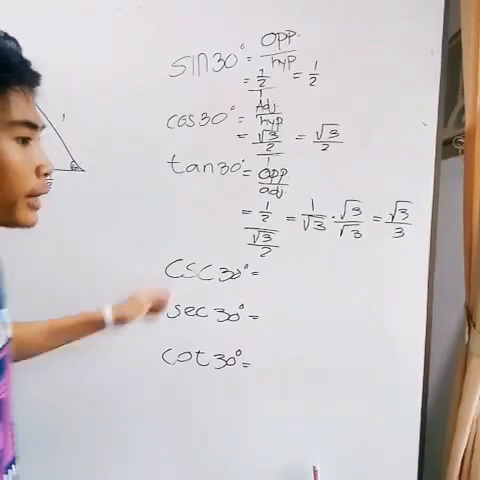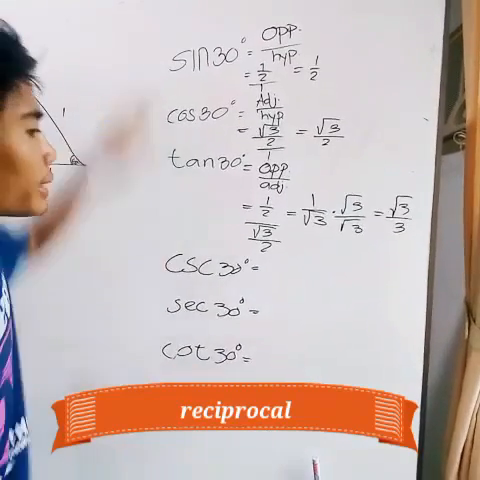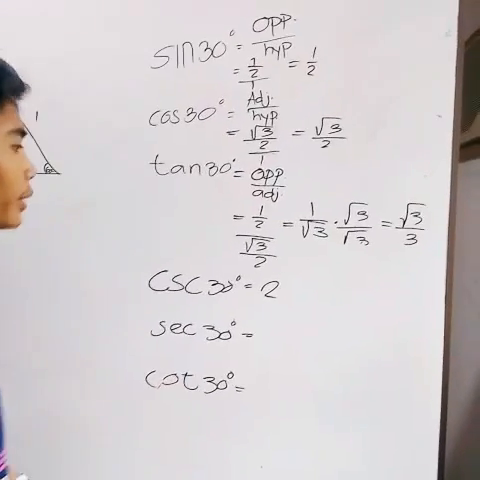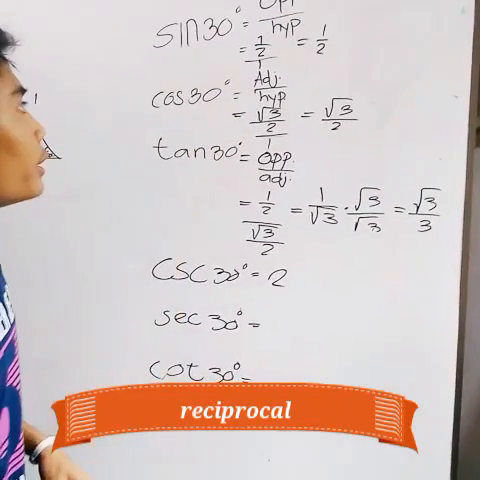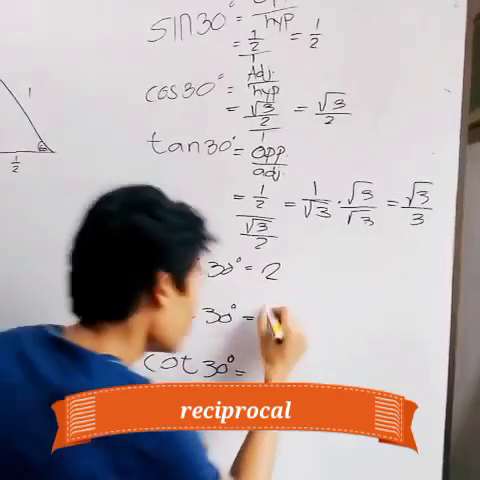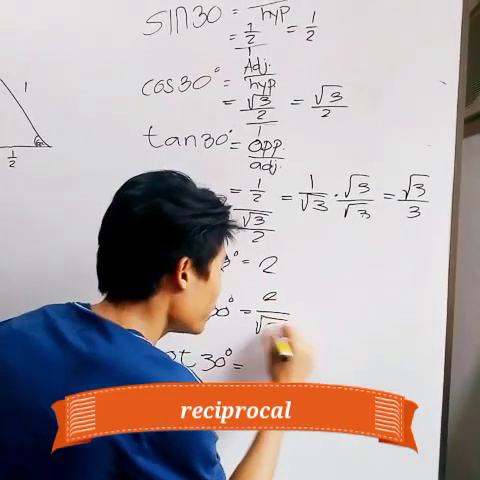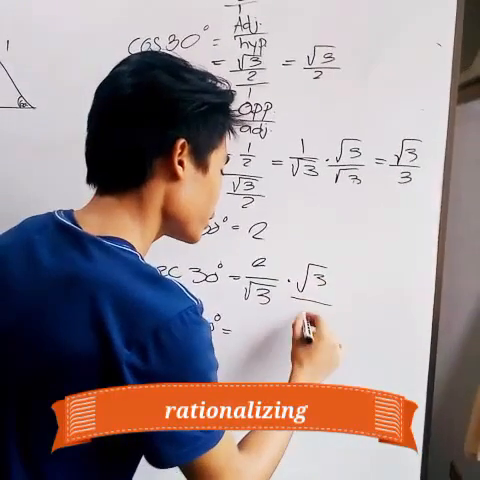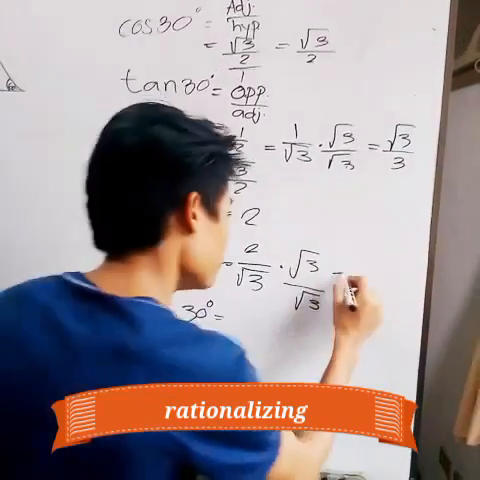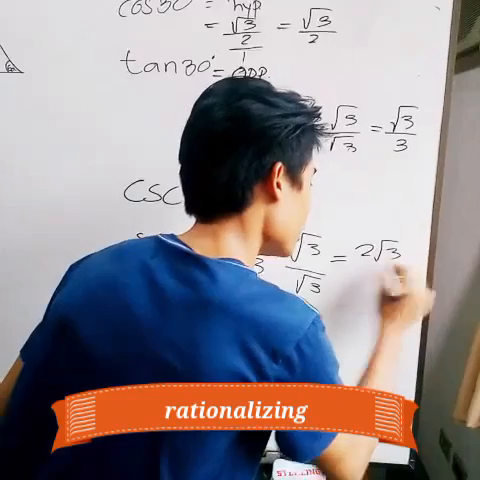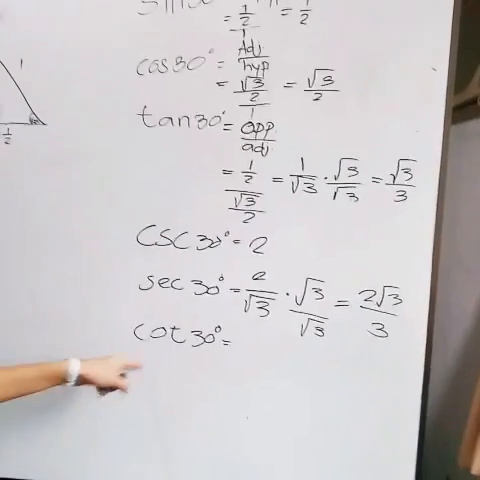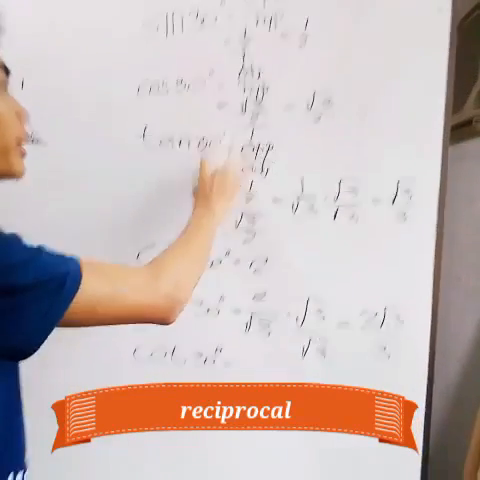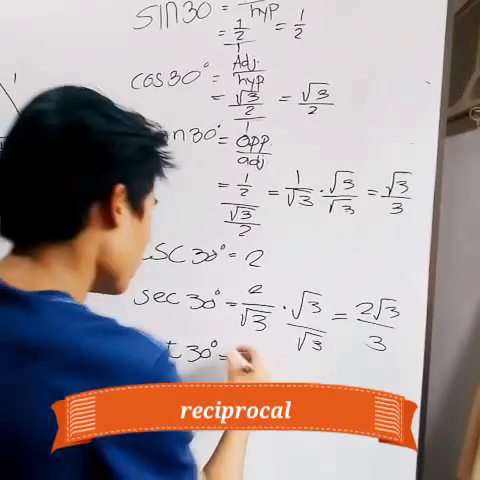Getting cosecant 30 degrees, we will take the reciprocal of the answer of sine 30, which is 2. In getting secant 30 degrees, we will take the reciprocal of the answer of cosine 30 degrees, which is 2 over square root of 3. We will rationalize it. Square root of 3 over square root of 3 gives 2 square root of 3 over 3. In getting cotangent 30 degrees, we will take the reciprocal of the answer of tangent 30 degrees, which is equal to square root of 3.